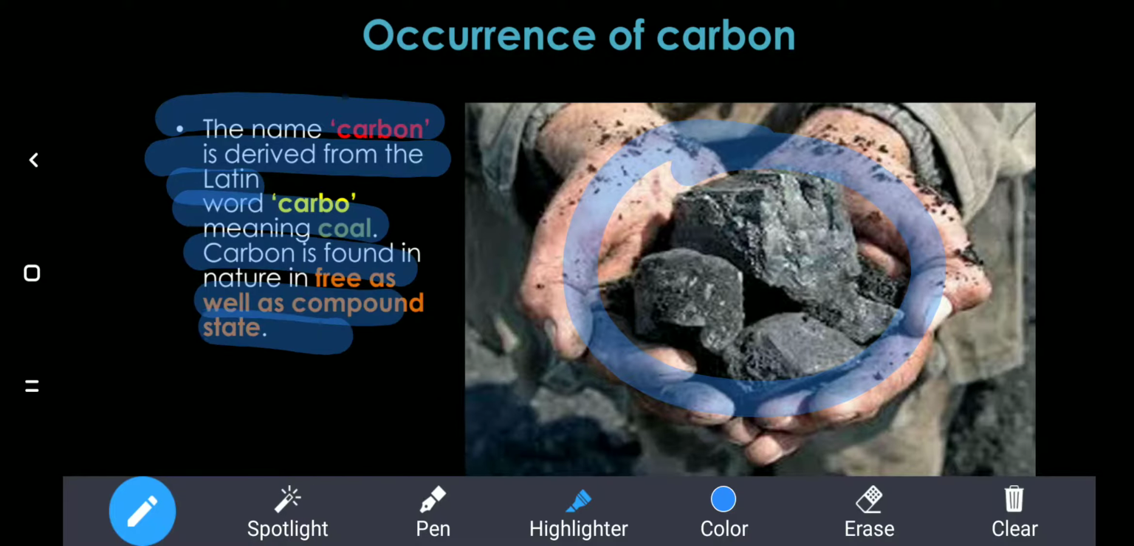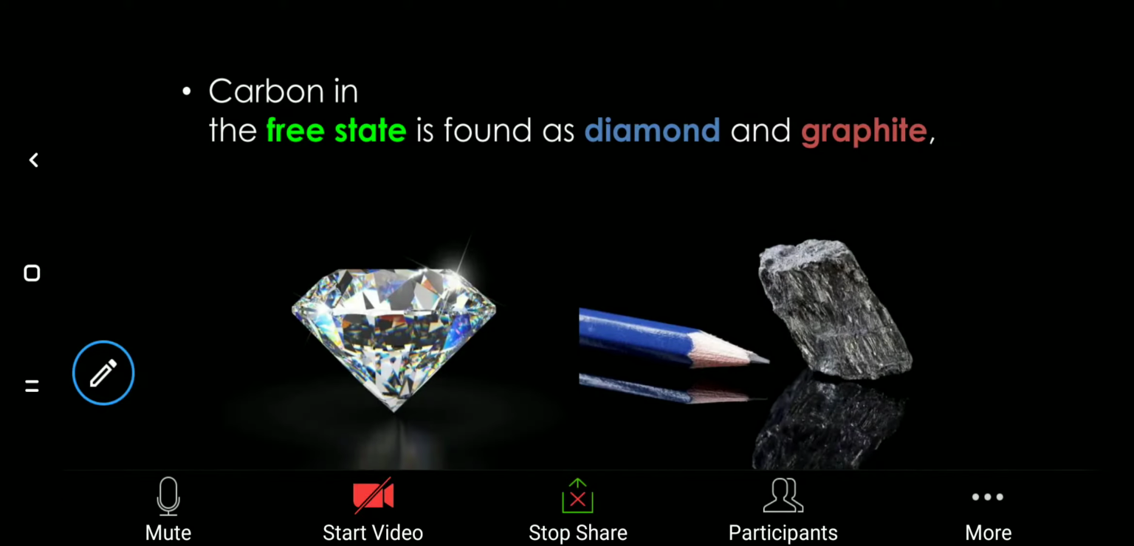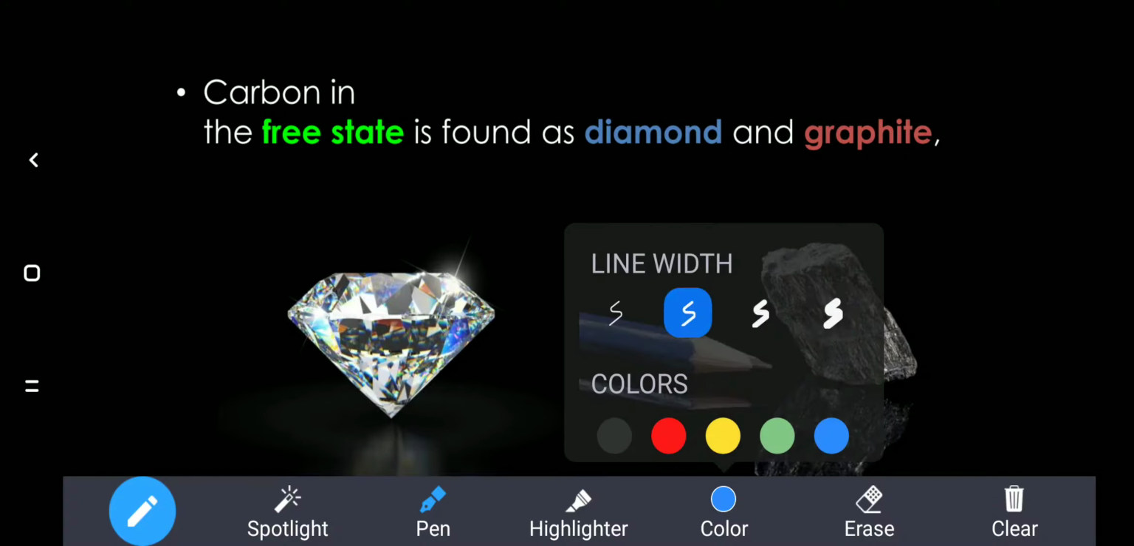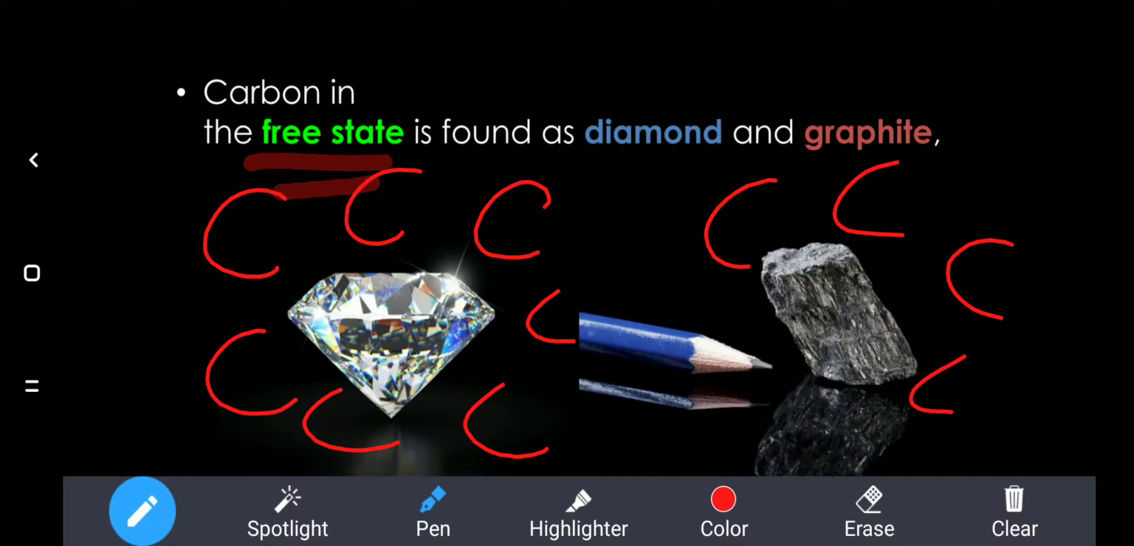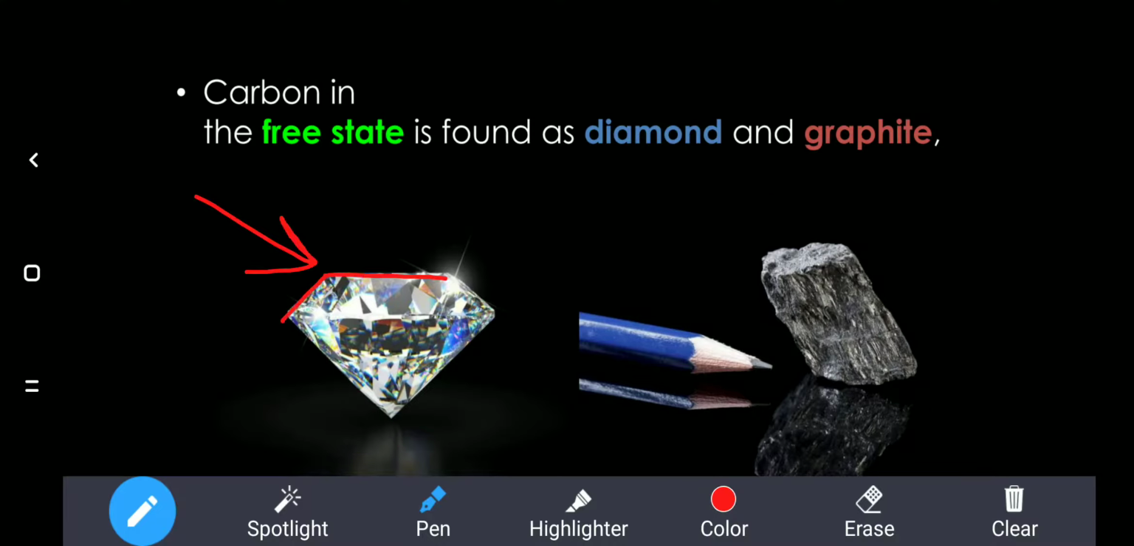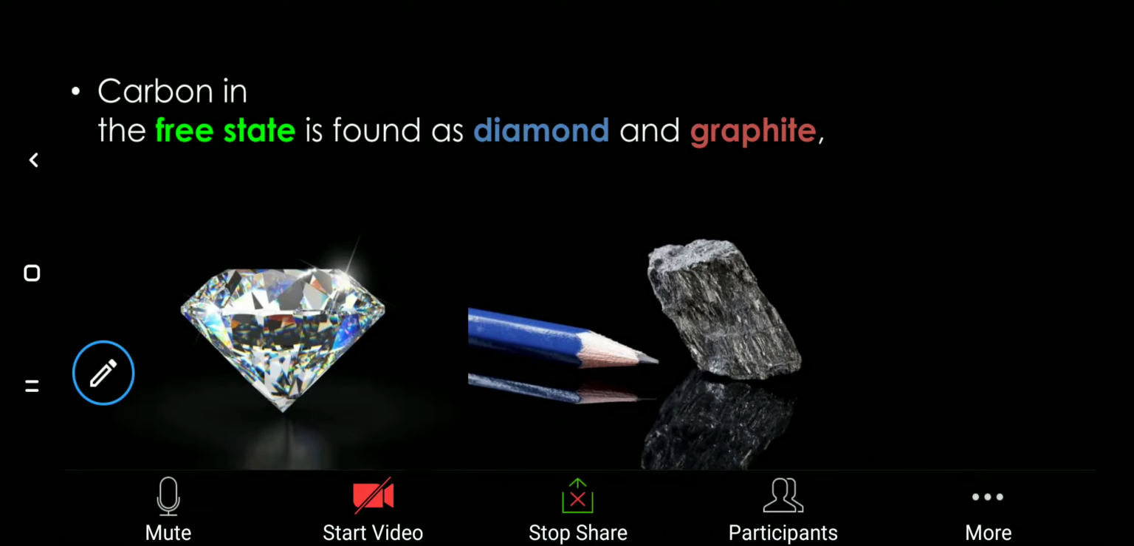And carbon is found in two states: it can be found in the free state or it can be found in the combined state. What do you mean by free state and combined state? Free state means it's only carbon with another carbon with another carbon, and carbon, carbon everywhere. So when you have only carbon, we say the carbon is present in the free state. Examples: diamond. For those who don't know, diamond is made up of carbon atoms. Graphite, which is present in the lead of pencils, is again made up of pure carbon, only carbon. Diamond, only carbon. Graphite, only carbon. When this is the case, we call it present in the free state.